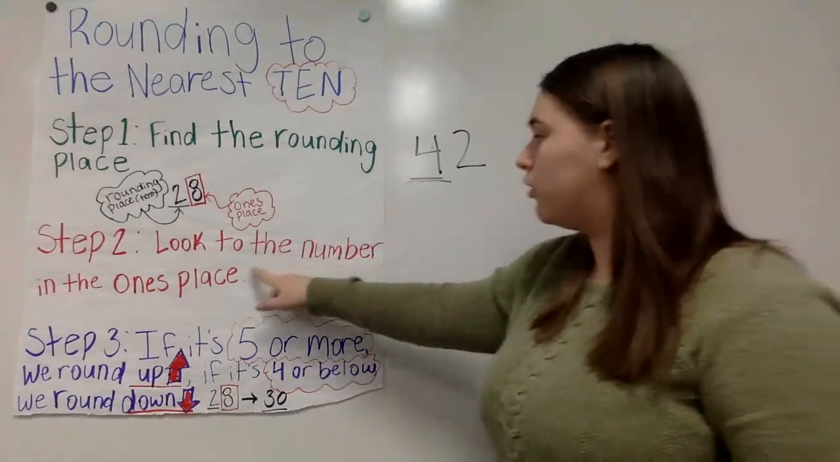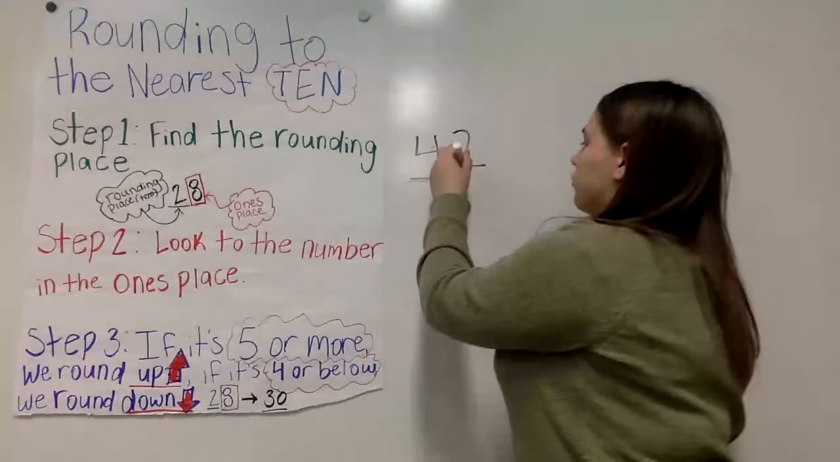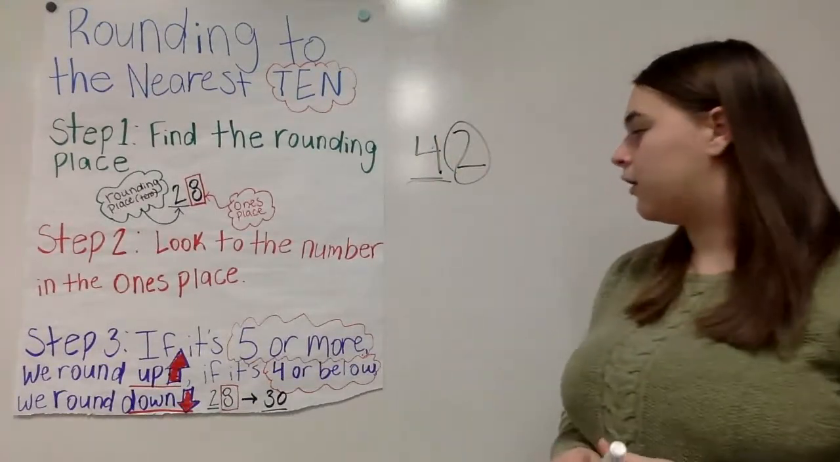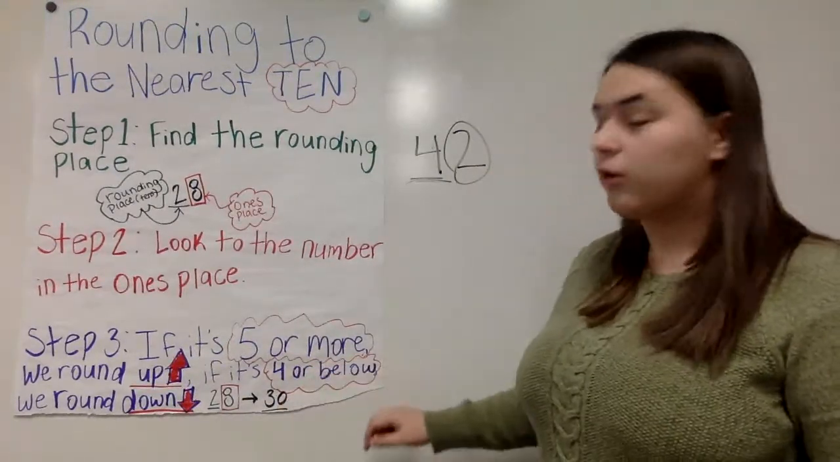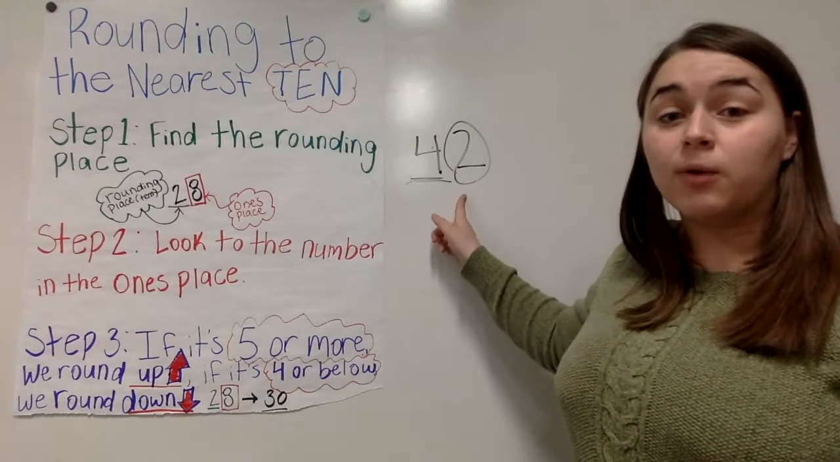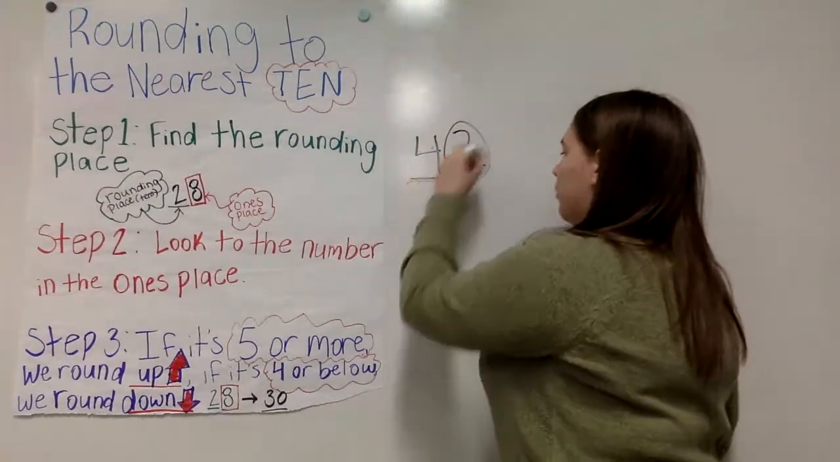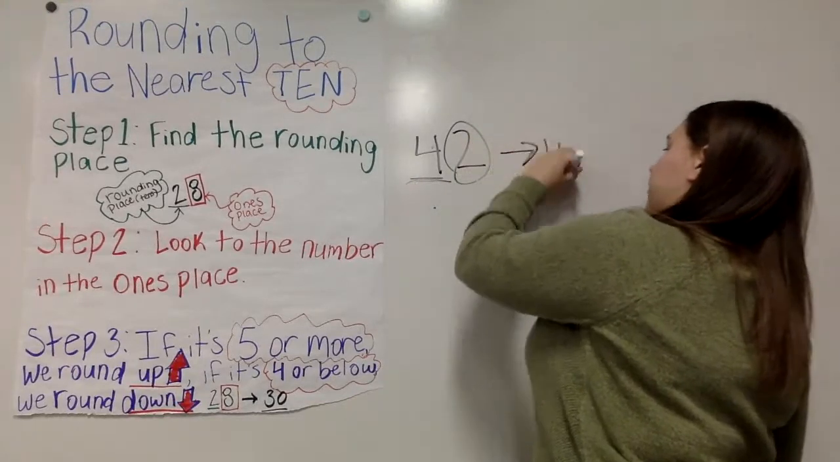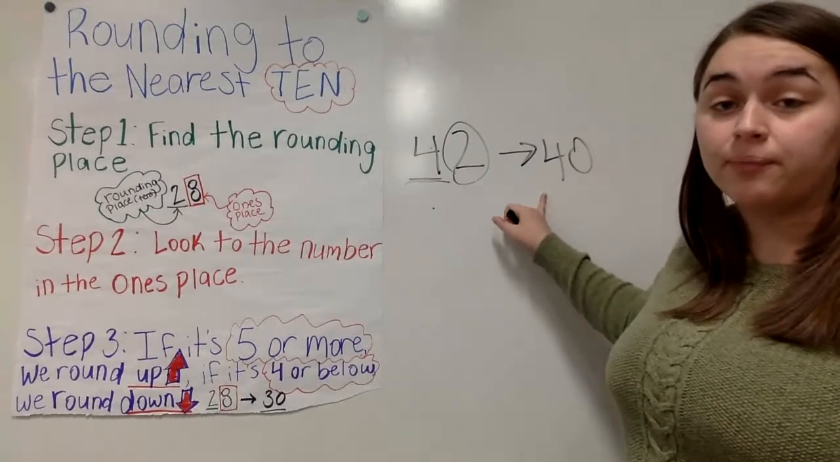So step 2, look to the number in the ones place. All right, that's 2. I'll circle that so I know that. And let's see, is it 5 or more, or is it 4 or below? Well, we have 2, that's 4 or below. So that means that we round down. So that means we take off this 2, and it's going to round down to 40. So 42 is going to round down to 40.